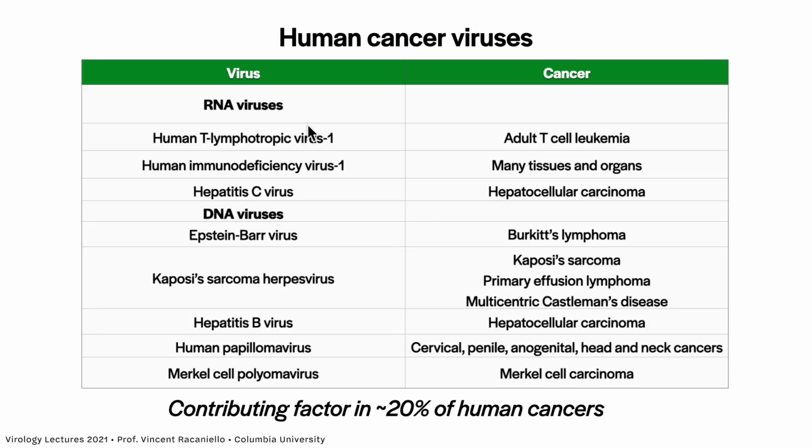For example, among the RNA viruses, HTLV1 or HIV1, those are two retroviruses. We're going to talk about retroviruses today that cause tumors, but not human cancers. And then hepatitis C virus associated with liver cancer. And then our DNA viruses, including viruses we've already talked about as causing persistent infections: Epstein-Barr virus, Kaposi sarcoma herpesvirus, hepatitis B, human papilloma, and Merkel cell polyomavirus. We're actually not going to talk about any of these viruses today.